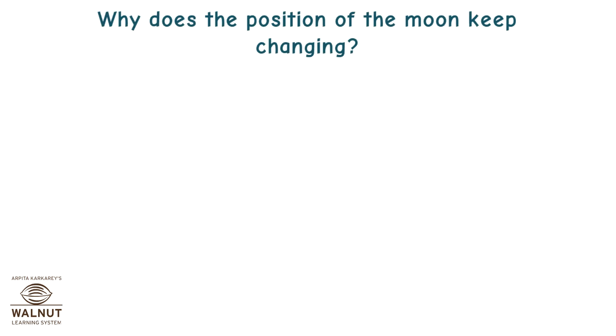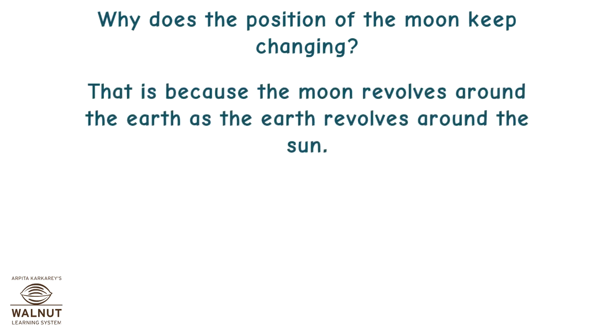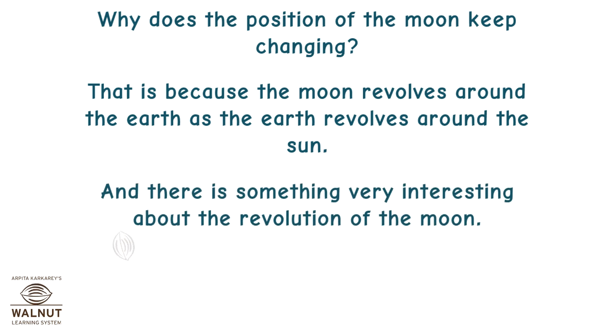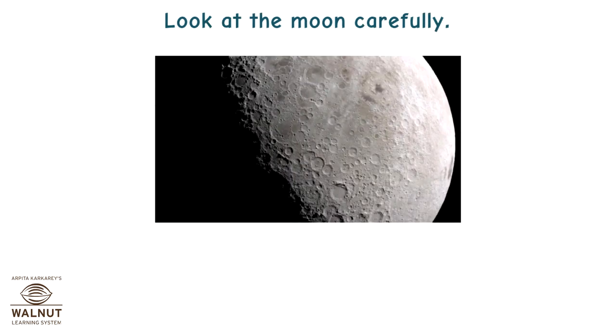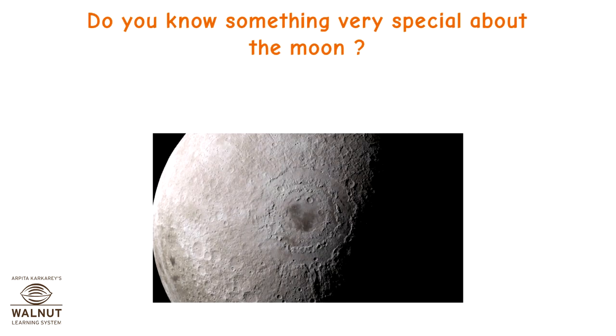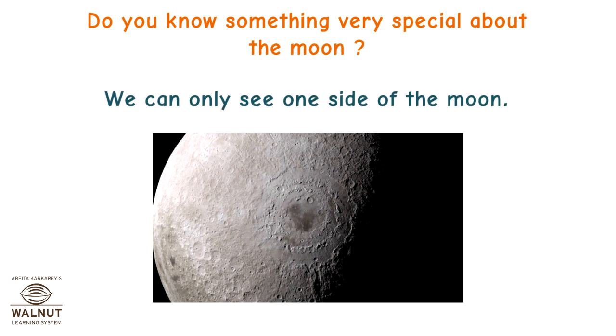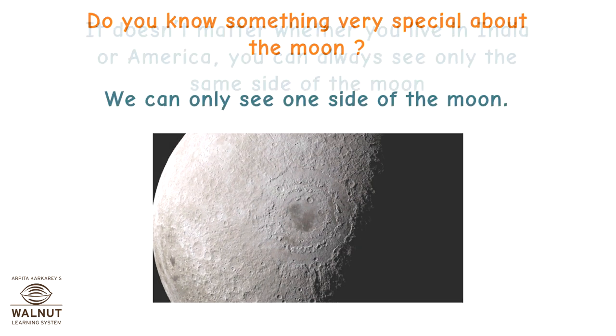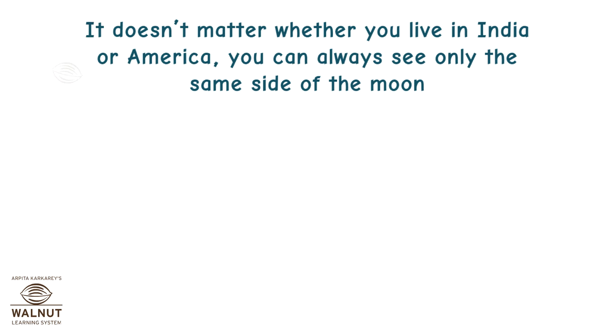Why does the position of the moon keep changing? That is because the moon revolves around the Earth as the Earth revolves around the sun. And there is something very interesting about the revolution of the moon. Look at the moon carefully. You can see a pattern of craters on it. Do you know something very special about the moon? We can only see one side of the moon. It doesn't matter whether you live in India or America. You can always see only the same side of the moon.